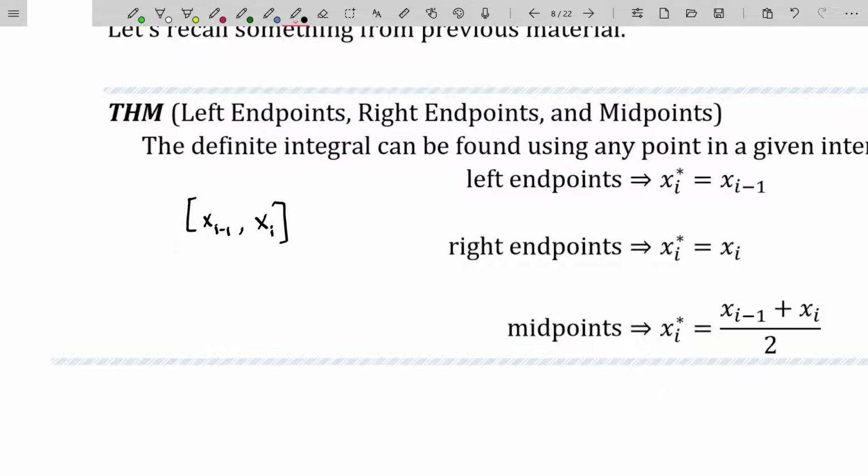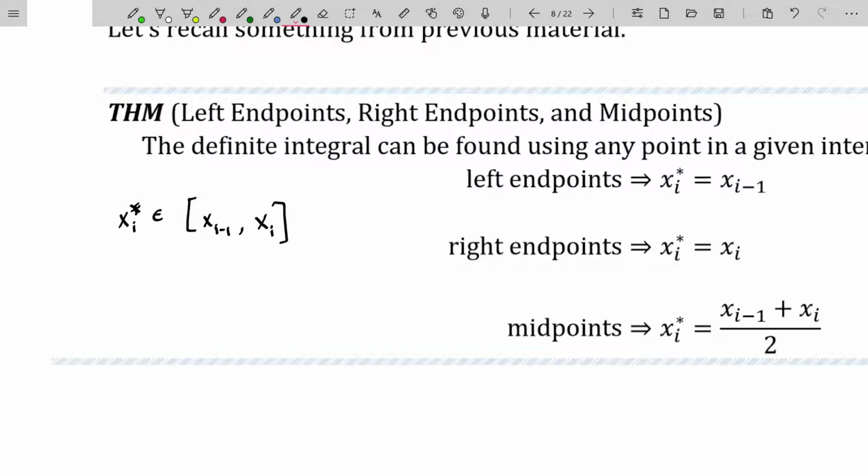And if you're going to use the left endpoint, you're going to basically take a sample point. So x sub i star is a sample point within that interval. In fact, let me say it this way. x sub i star is an element of that interval.